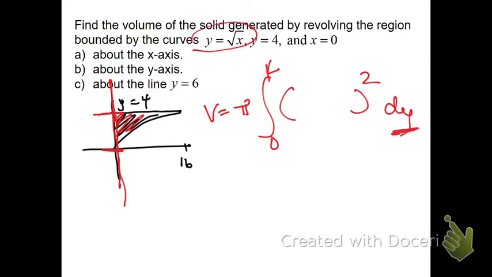So this guy is now going to become, square both sides, you get x equals y squared. Draw in my radius. It goes from here to here. So that's x equals y squared to 0. So it's x equals y squared minus 0. And that would be another one that's easy to do by hand.